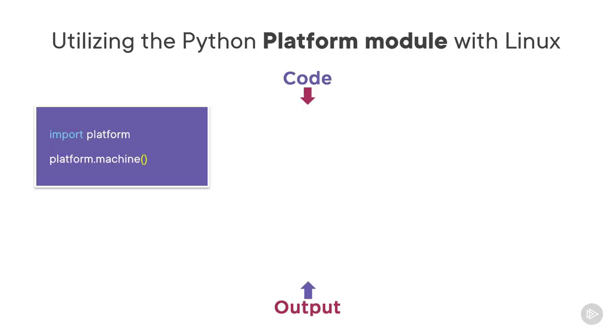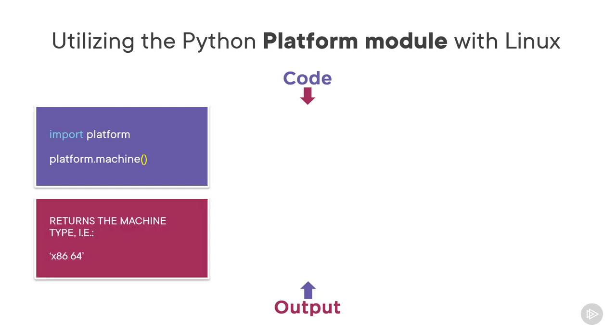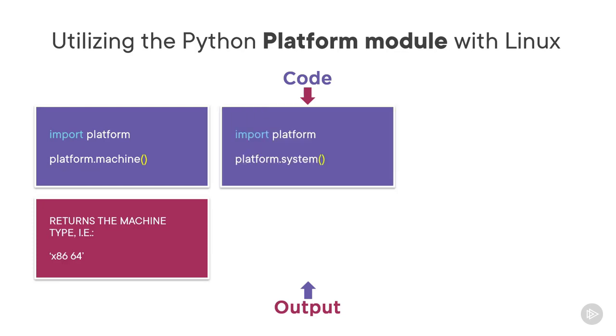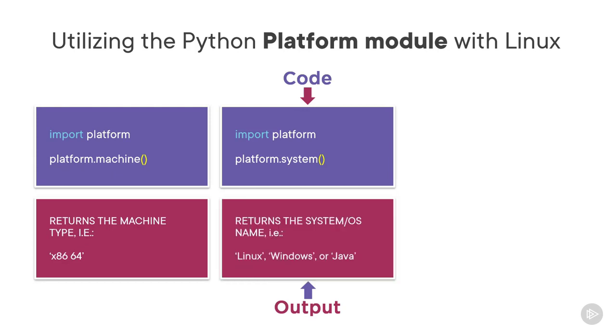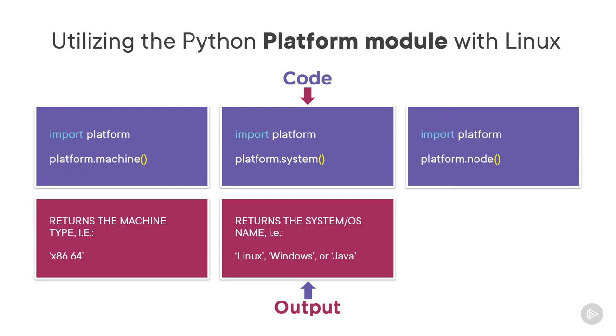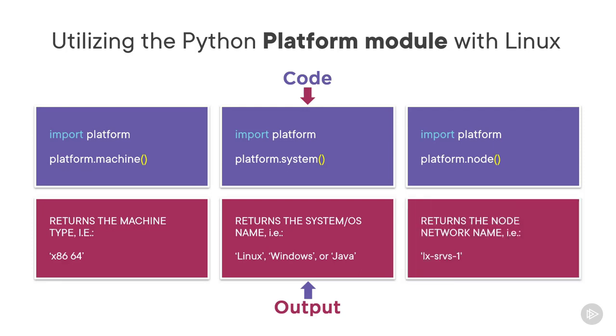Now, we're using the platform module to get some information about our machine. So we're using the platform.machine method. And what this is going to do is it's going to tell us if our machine is basically 32-bit or 64-bit. In our next example here, we're using the platform.system method, and this is going to return whether our operating system is Linux, Windows, or something else. And then the last one here is the platform.node method, and this is actually going to return the name of our server. And so you can see where that could be very useful as well.